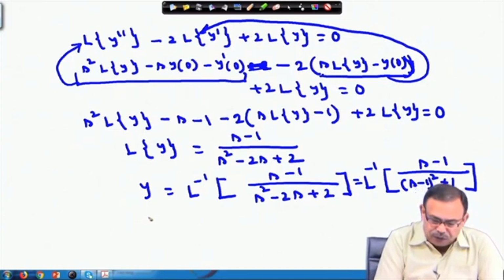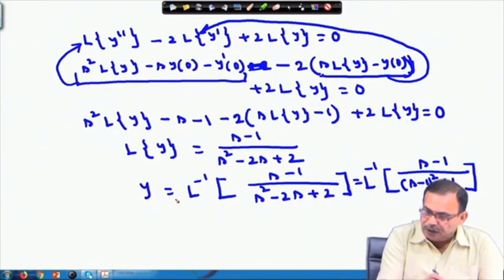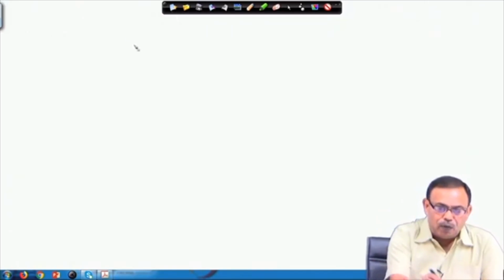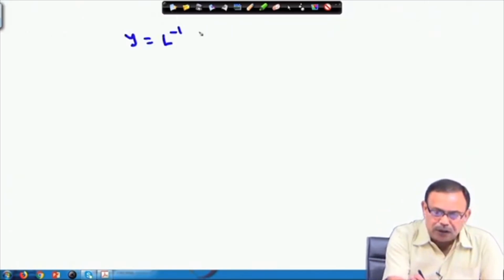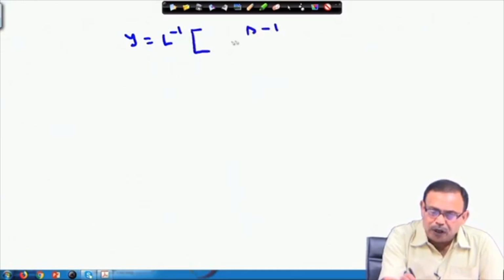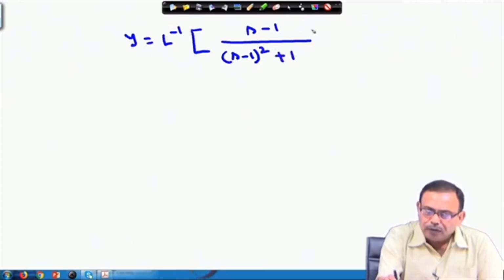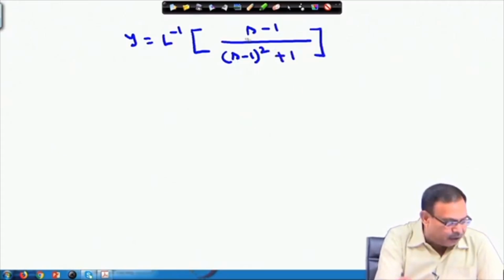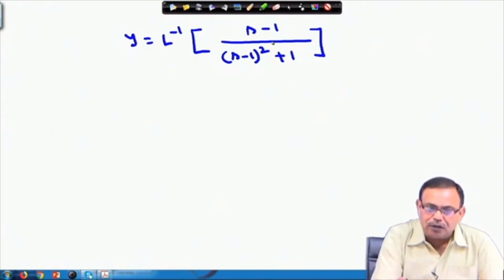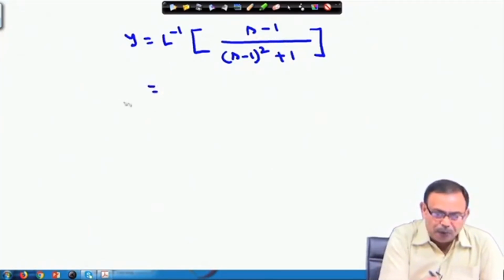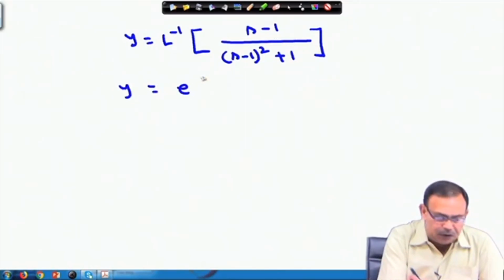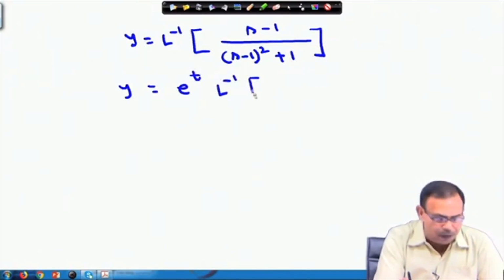Let me write clearly on the next page: y equals Laplace inverse of s minus 1 divided by s minus 1 whole square plus 1. Now, in this, s minus 1 can be replaced by s by the shifting operator theorem. So, you can write y equals e power t into Laplace inverse of s by s square plus 1.